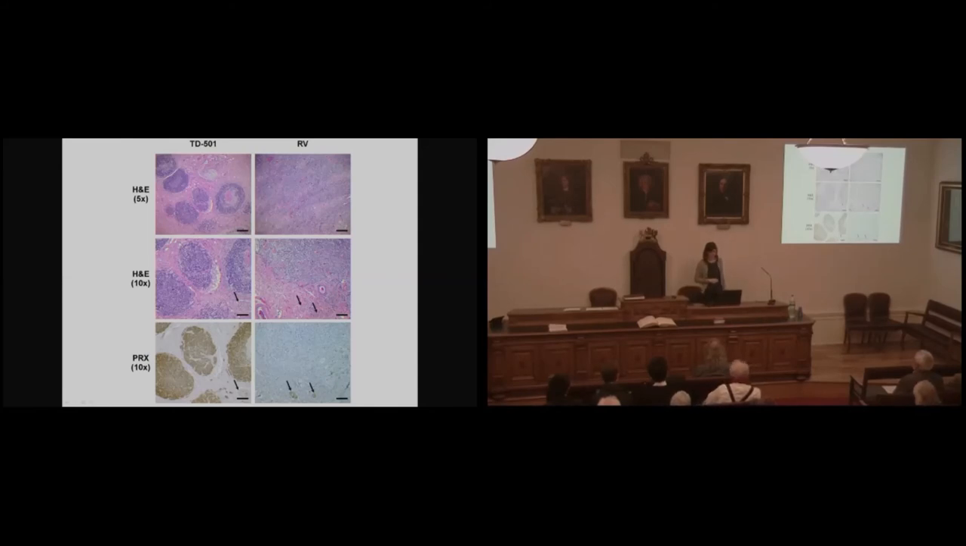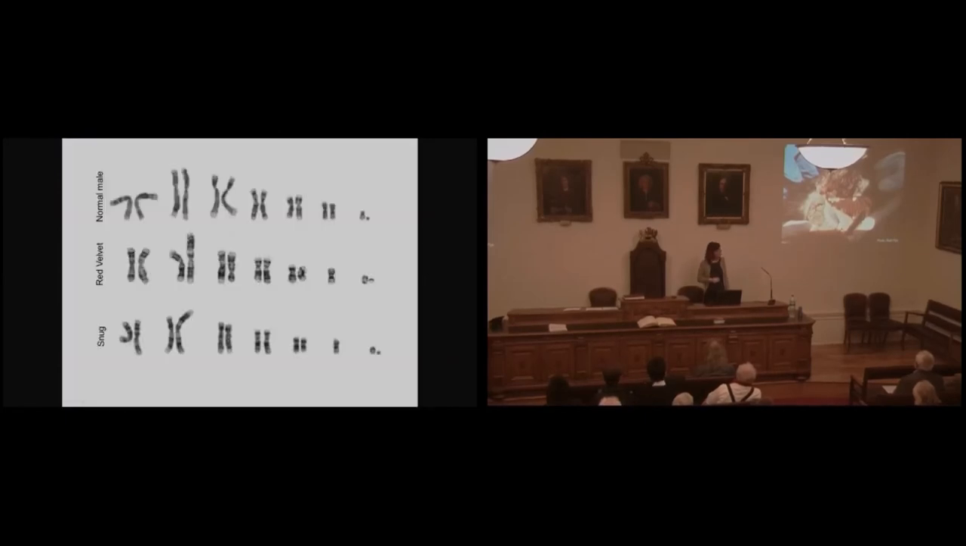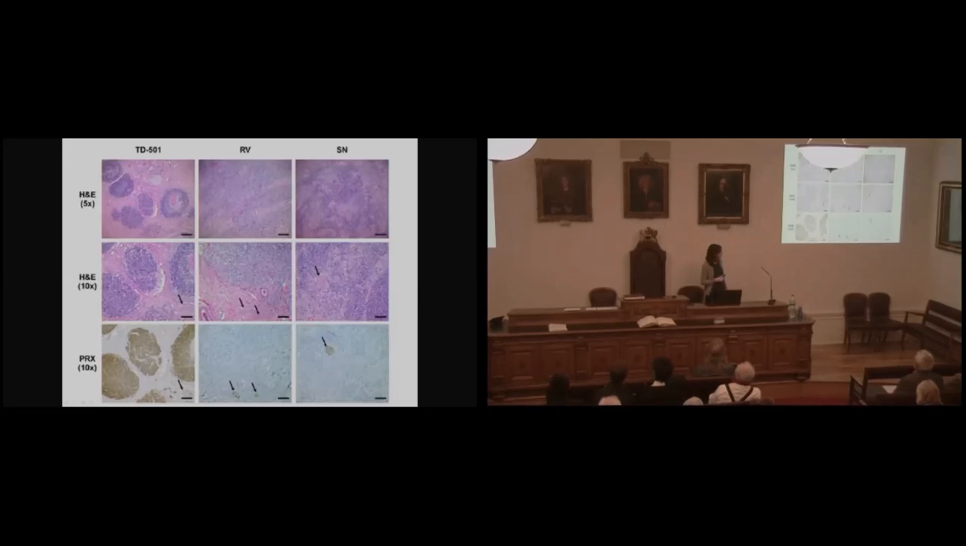So that's what we believed until a few weeks or a few months later, when this other devil called Snug turned up, and he was found about 15 kilometres from where Red Velvet was found, again with really horrible looking tumours which really looked a lot like DFTD. And the big surprise came when my colleagues looked at the chromosomes from Snug's tumour, and they found, lo and behold, Snug's tumour chromosomes looked identical to Red Velvet's tumour chromosomes. You can see this bit on the end of chromosome 2, the missing 6, and the X and the Y over here. So this seemed like history was repeating itself. Furthermore, Snug's tumour looked just like Red Velvet's tumour and looked nothing like DFTD histologically.